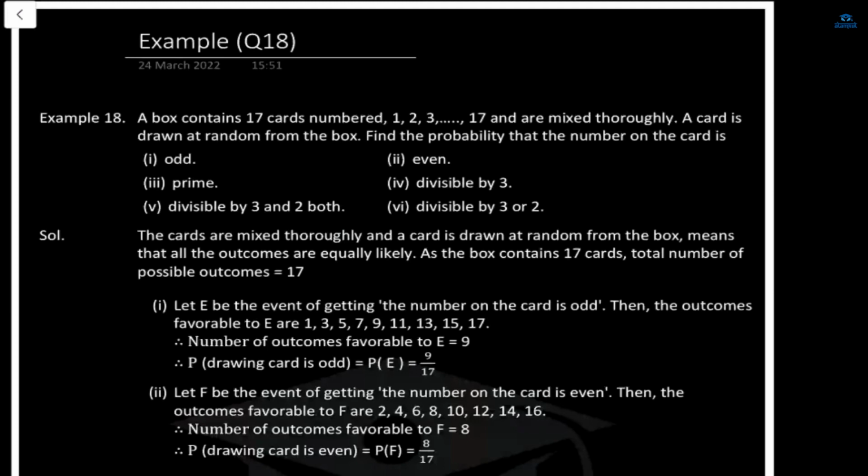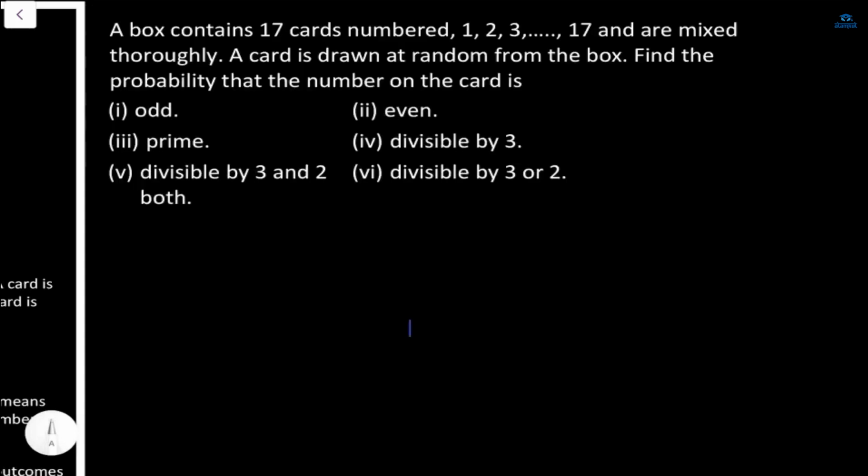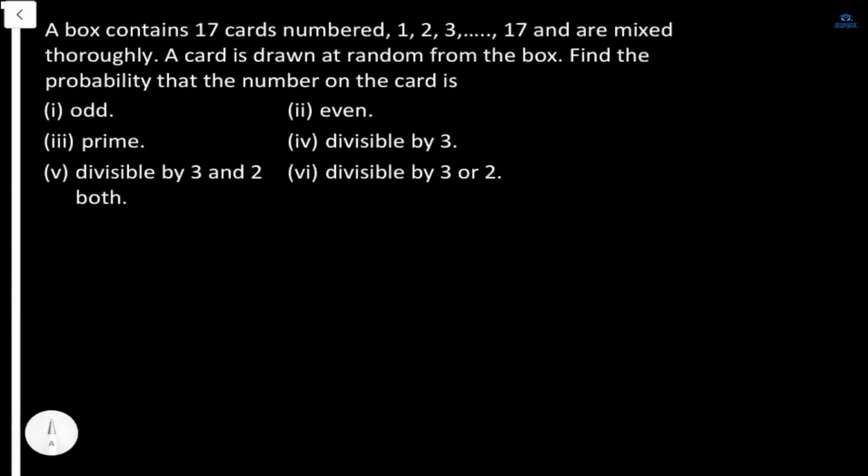Now you try the 18th one. Safiya, I'm just copying the question because so many outcomes are mixed here. I want you to do this. A box contains 17 cards numbered from 1 to 17 and mixed thoroughly. A card is drawn at random from the box. Find the probability that the number on the card is odd, even, prime, divisible by 3, divisible by 3 and 2, divisible by 3 or 2. 'And' means both divisible by 3 and divisible by 2 are required, and 'or' means divisible by either 3 or 2. So your favorable outcomes change for 'and' and 'or'.